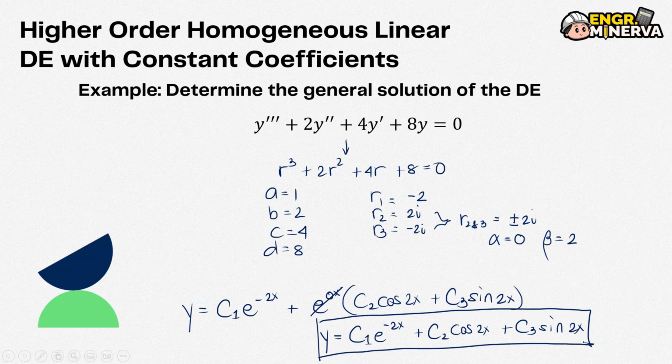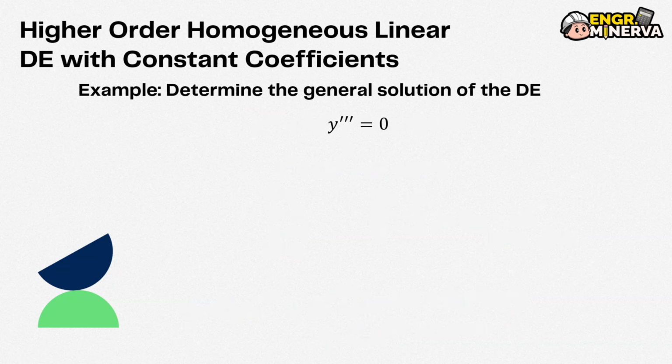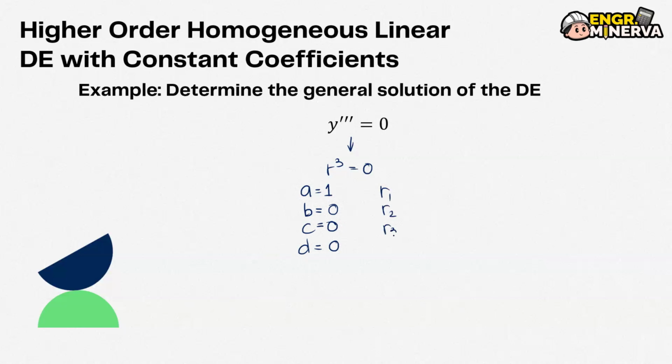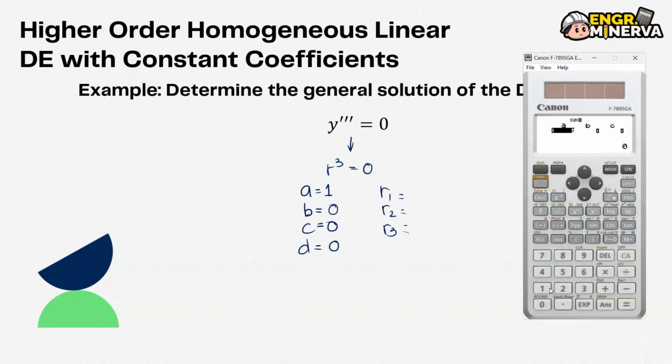Okay. Next. Okay, the characteristic equation is r cubed equals 0. What is the value of A? That is 1. Value of B? There's no r squared, so 0. Value of C? There's no r, 0. Value of D? There's no constant, 0. What are the three roots? 1, 0, 0, 0. So the three roots are all 0.